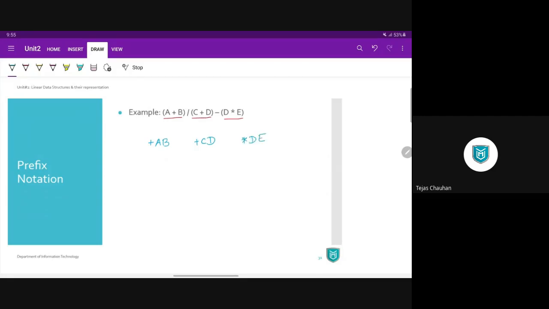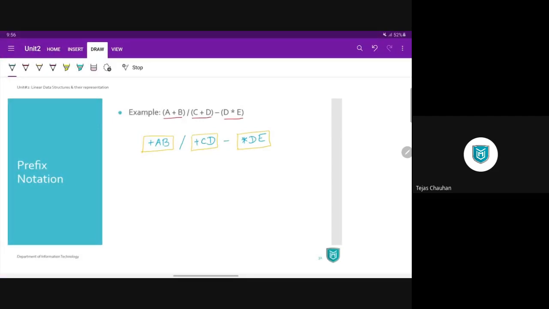Now remember, the sequence of your operands will never change: A, B, C, D, D, E. So the sequence of operands is not going to change. We are just going to rearrange our operators, which means the sequence of operators may change because of precedences. Now consider all these as a single entity. Then what are the remaining operators we have? We have division here, and we have minus here.